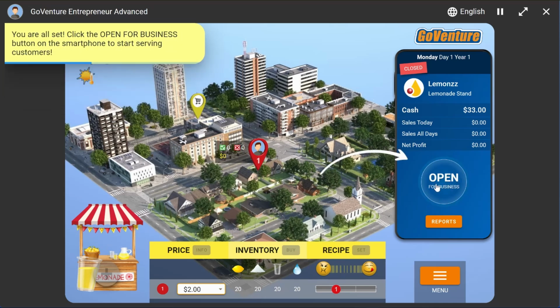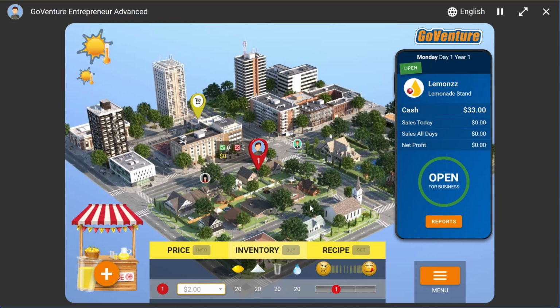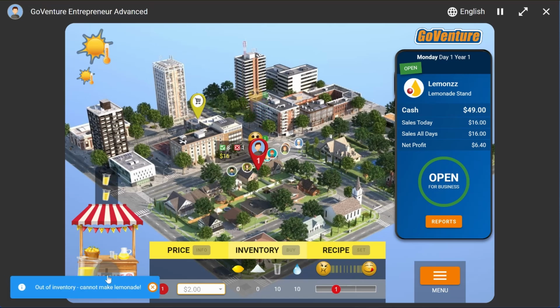And we're going to click the Open for Business button now. All right, here we go. Here come our customers. Now, I actually have to click this plus button to mix the lemonade before they get to my kiosk, my lemonade stand. And here we go. We're actually selling lemonade. And you see these little icons floating above our lemonade stand. That is our customer feedback. So they're giving us real-time feedback as to how they feel about our lemonade.